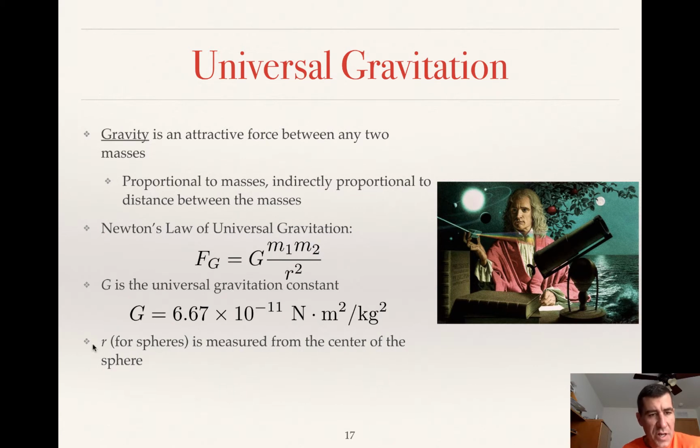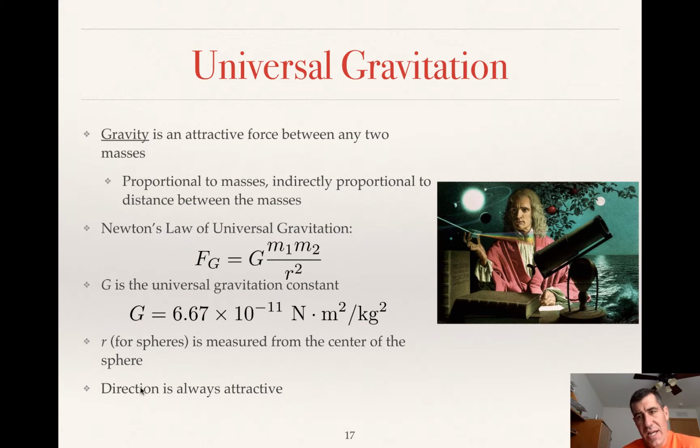Okay, and just one other comment here. So this distance r, this is a subtle point, but can be important. If you have spherical objects, like the Earth and the Moon, which are nearly spherical, this distance r is measured from the center of one object to the center of the other object. And the direction, of course, is always attractive. That's actually one of the things that makes gravity interesting, because it's always an attractive force.